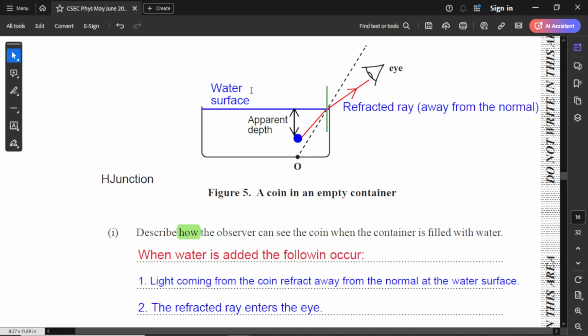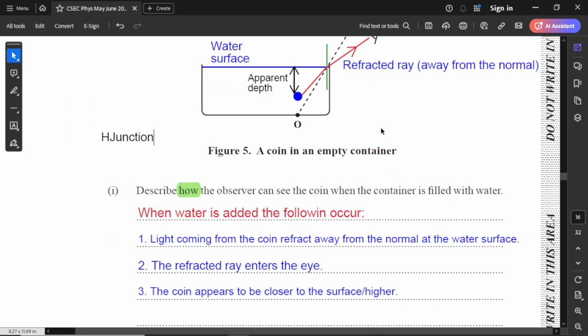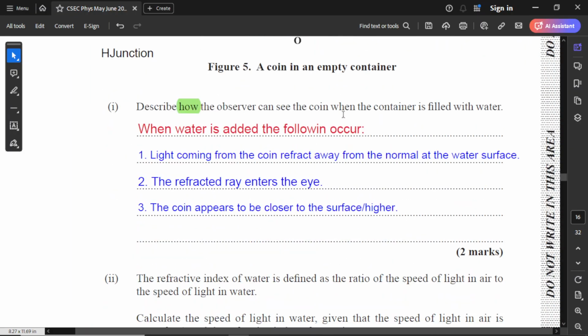All right, so we have the water surface here. And at the water surface, we have the refracted ray away from the normal. That's very important. If you notice, the ray is refracting away from the normal because remember the difference in optical density. The water will have a higher optical density. The air will be of a lesser optical density. And so therefore, moving from a higher to a lower, the refracted ray will move away from the normal. All right. And so you have this arrow indicating the apparent depth. All right, and so let's now jump into the description.